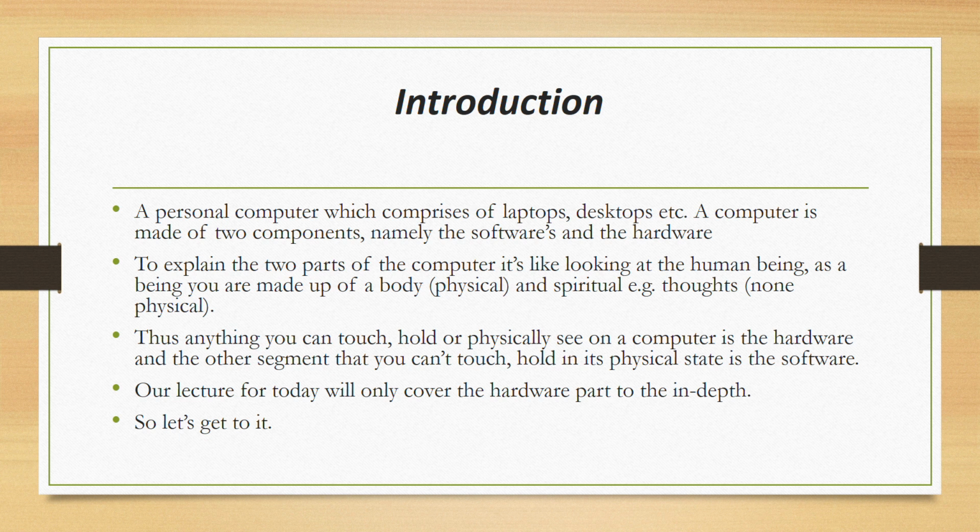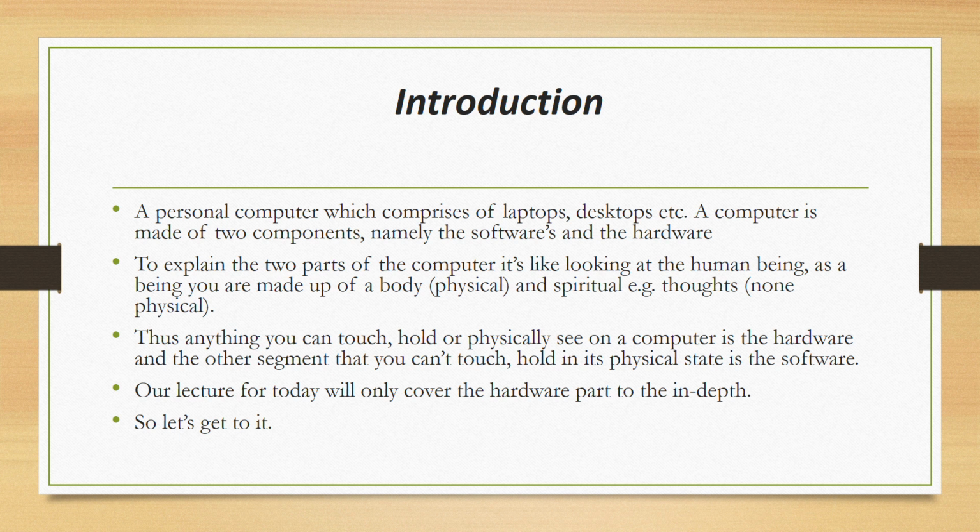The software segment is the topic for the next discussion. Today we want to go deep into the hardware segment and understand what hardware is. In simple explanation, a hardware component is any physical component that you can see on a computer. What you can see and touch on a computer is hardware. With a desktop computer, what you can see and touch is the hardware. The software is something that you can't touch.